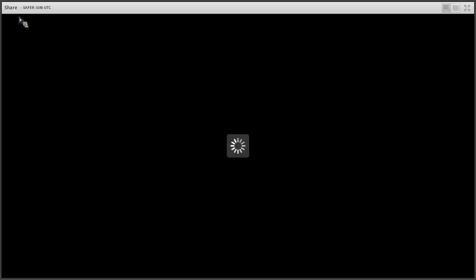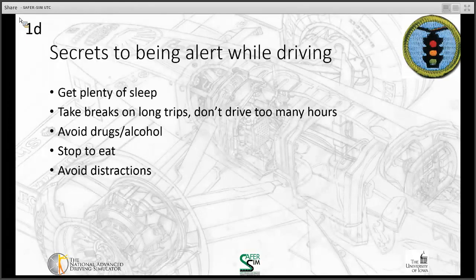Here are some of the ones that I came up with. So, secrets to being alert while driving. Get plenty of sleep. If you know you're going to be driving, make sure you get a good night's sleep. I've got a long drive coming up later this month, and I know I will get plenty of sleep the night before because I've got an 8+ hour drive the next day. Take breaks on long trips. Don't drive too many hours in a row. You want to limit your hours. Even though my trip might be 12 hours, I don't want to do that all in one day. I'm going to break it into 2 pieces so that I don't get overly tired while driving.